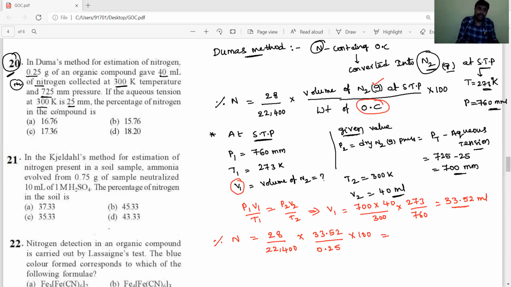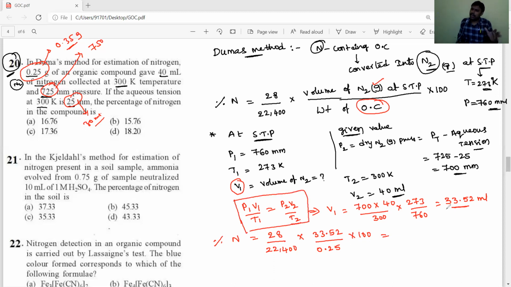Sometimes, instead of 0.25 grams as the weight of the organic compound, they give 0.35 grams. And the aqueous N2 gas pressure may be 750, and the aqueous tension may be 30 mm; they give different conditions. In that case also, you just have to calculate the volume of N2 gas under STP condition by using the formula P1V1 by T1 is equal to P2V2 by T2.